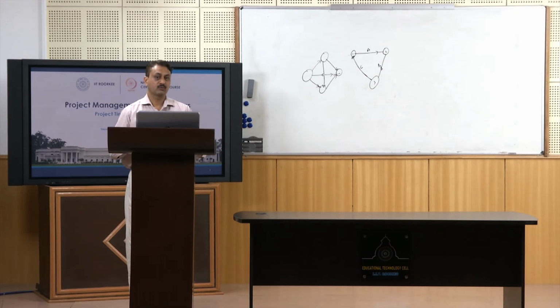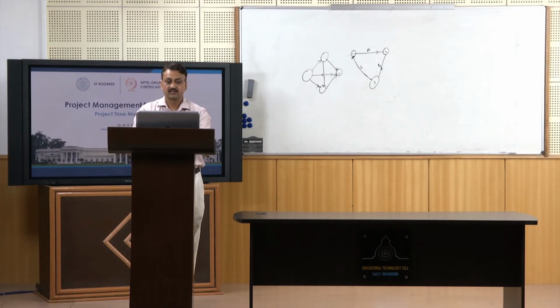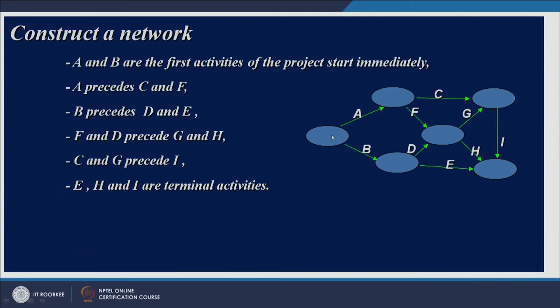I hope you would have drawn this network. Let us see whether it's right or wrong. This is the one. A and B are the first activities. As I said, there would be one node. We can call these two burst activities, so from one node you have multiple activities coming out of it. A precedes C and F. B precedes D and E.